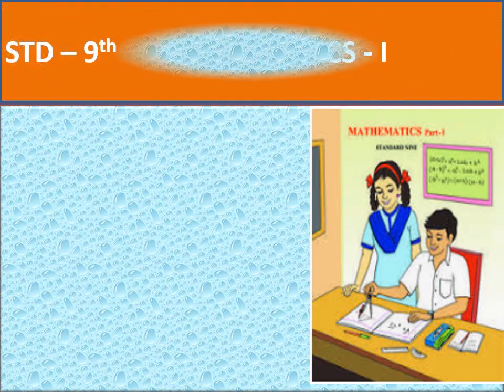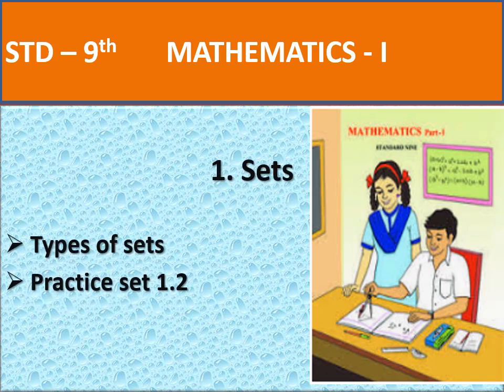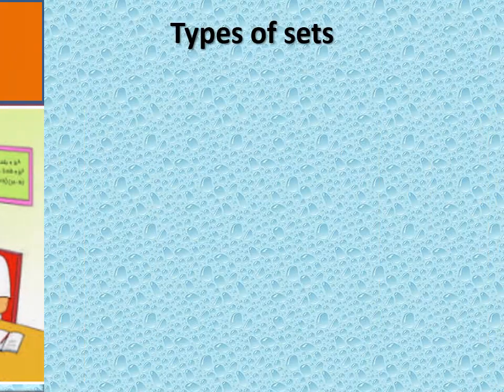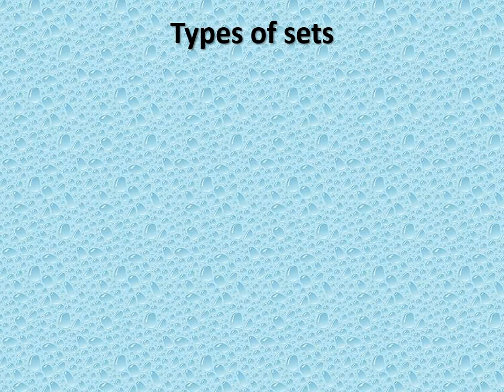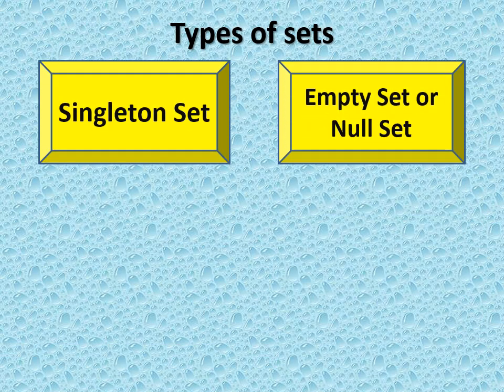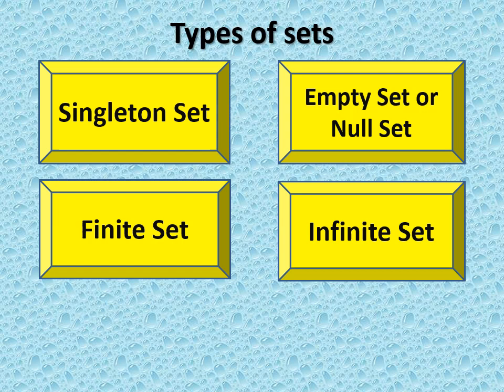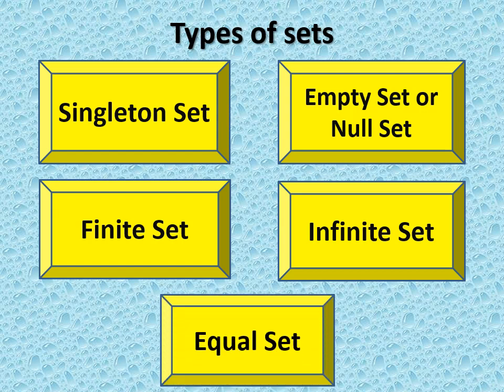Standard 9th, Mathematics Part 1, Lesson number 1, Sets. In this session, we are covering the topics Types of Sets and Practice Set 1.2. So there are 5 types of sets. First one is singleton set, empty set or null set, finite set, infinite set and equal set.